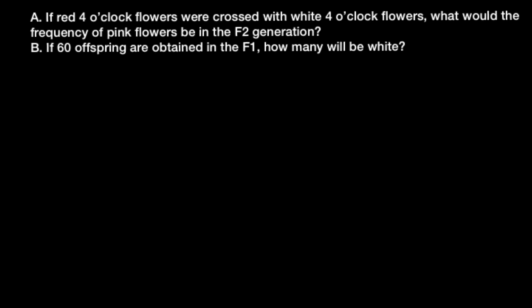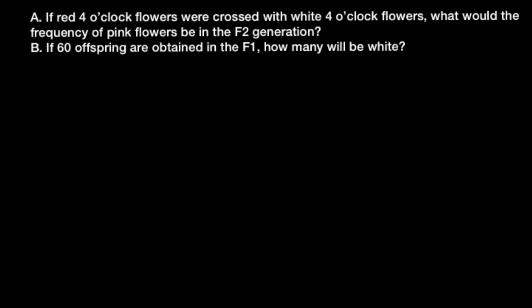So here we have question A. If red 4-o'clock flowers are crossed with white 4-o'clock flowers, what would be the frequency of the pink flowers in the F2 generation? And question B. If 60 offspring are obtained in the F1 generation, how many will be white? In order to solve this problem, actually we have to answer question B first.